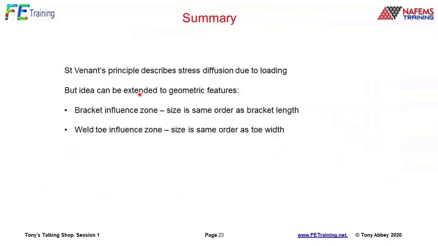So in summary, St Venant's principle describes stress diffusion due to loading. That's the fundamental principle. But we can extend that to constraints, but also to geometric features, which I think is interesting. The bracket influence zone is the same order as the bracket length, maybe 1.5, maybe 2 times it. The weld influence zone is very much the same as the weld toe width. So there's a very local disturbance there. I put that out as just some general thoughts and observations.